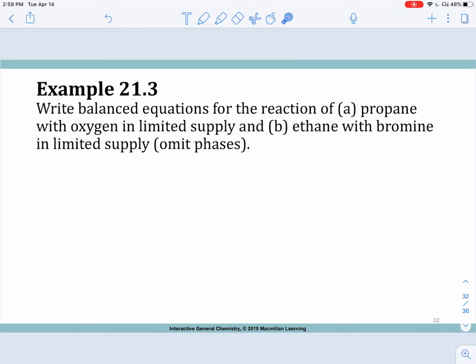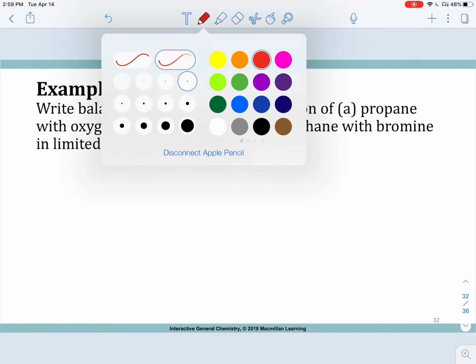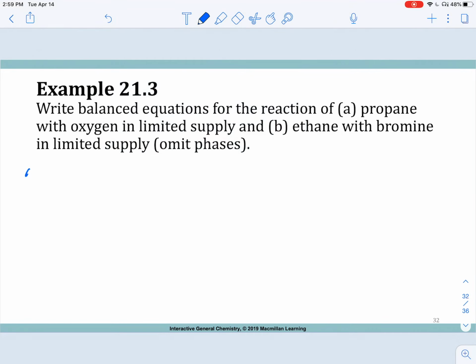Okay, let's go through this. So let's look at the first one, A. This says propane with oxygen. So what is propane? Well, you have to think back to your prefixes. Prop, that's 3. So this is a 3-carbon chain.